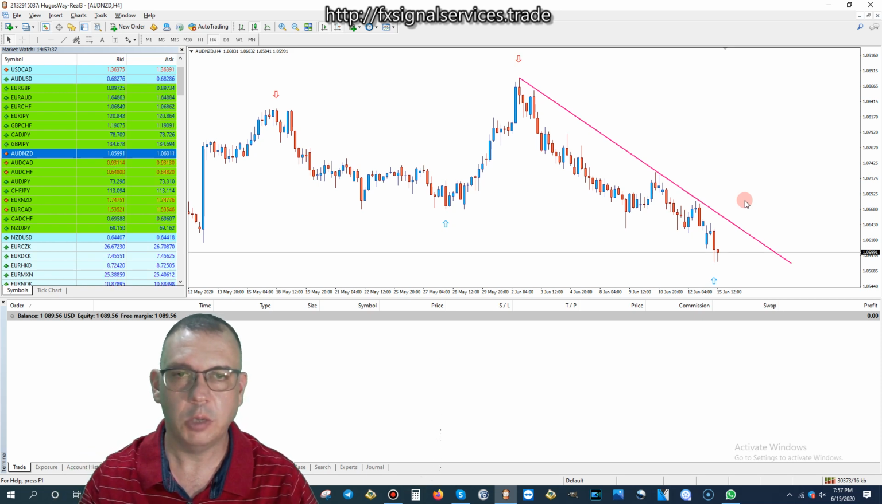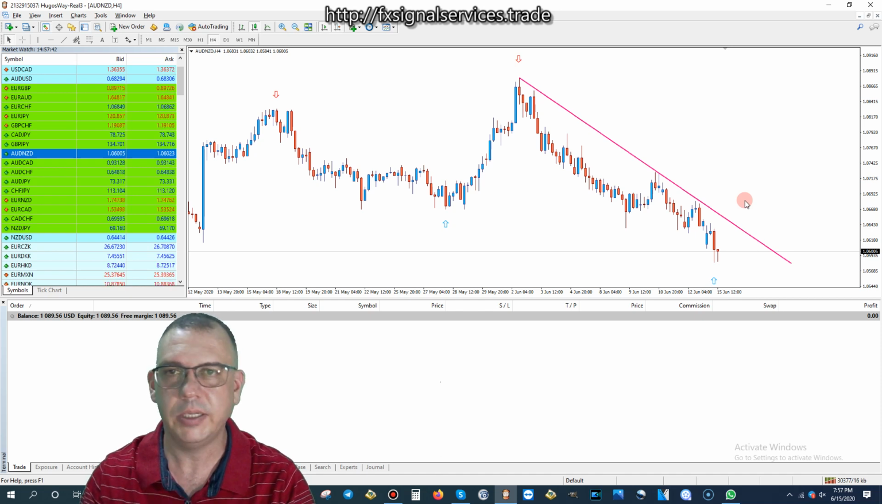Okay, so I hope that helps a little bit. So very, very simple, right? This is my free daily signal. AUDNZD is the buy. Draw a trend line, wait for it to break.